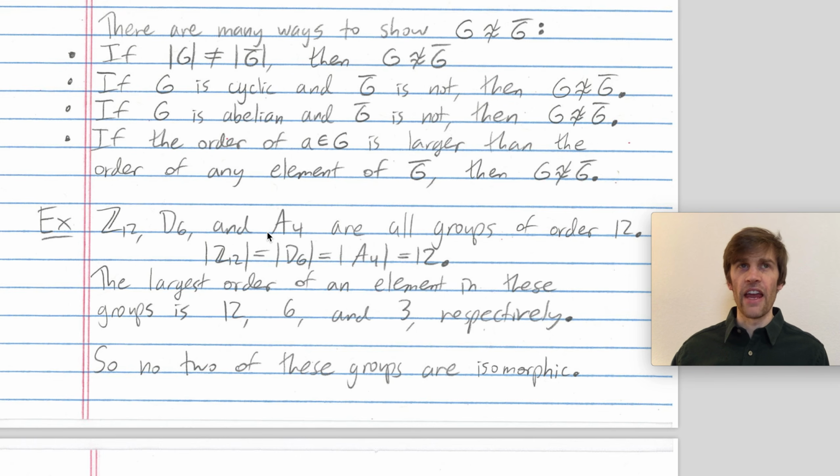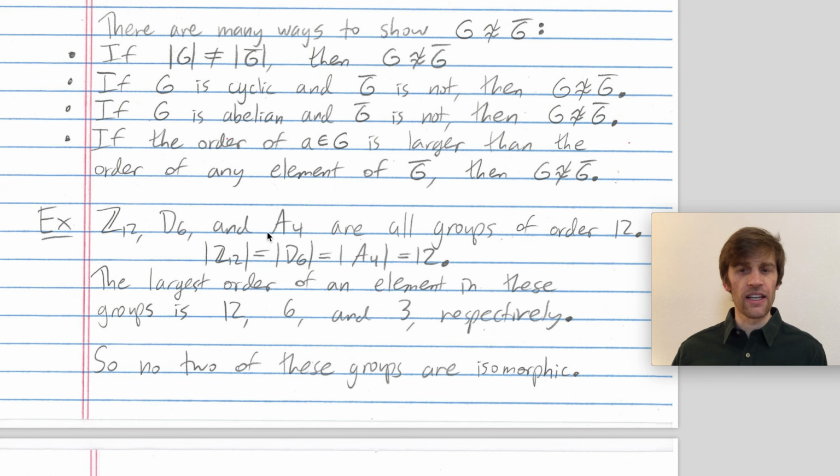Remember that A4 has half of the size of S4. In general, An has half of the size of Sn because half of our permutations are odd and the other half are even. The size of Sn was n factorial, so the size of S4 is 4 factorial, or 24. A4 has exactly half that many elements, so it has size 12.